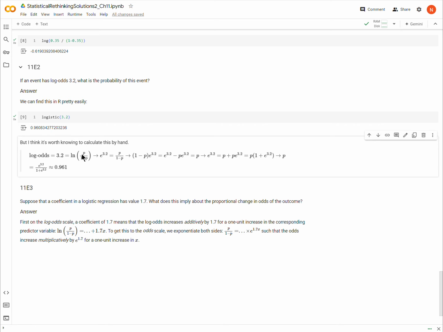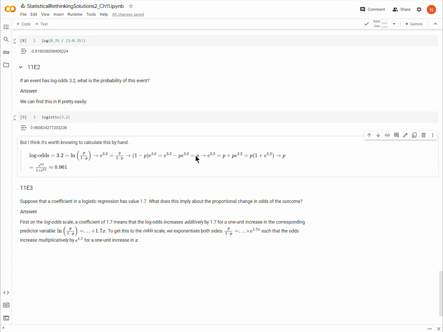As I start to solve this, the first thing I'll do is exponentiate both sides. Now I have e to the 3.2, and by exponentiating the natural log, I get just the odds. So now I have this expression. Now I'm going to try to get p by itself, so I'm going to multiply 1 minus p over to the other side. If I distribute the e to the 3.2, I get e to the 3.2 minus p e to the 3.2, and that equals p.